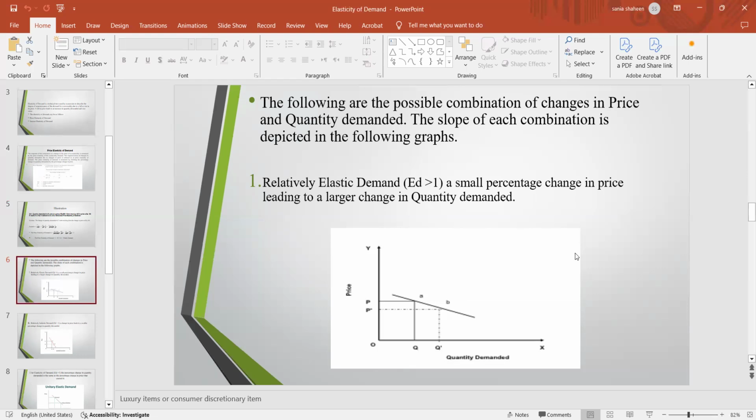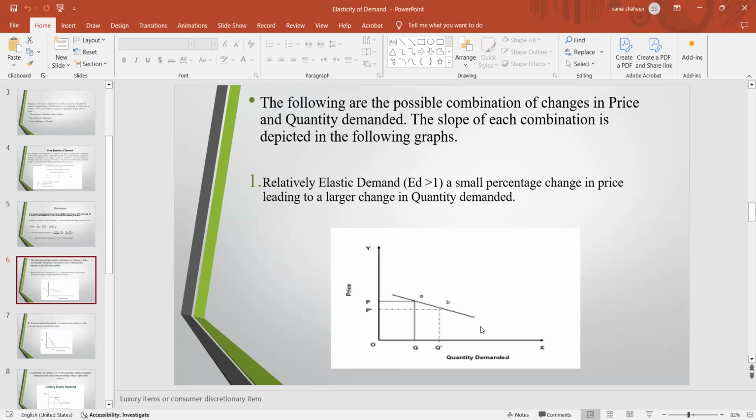According to this diagram showing the more elastic demand case, the prices are given on the vertical axis and the quantity demanded on the horizontal axis. Here there is a small change in the price level from P naught to P prime, and the quantity demanded changes from Q to Q prime. The diagram shows that a very small change in the price level occurs, but the quantity demanded shows a larger response to it.